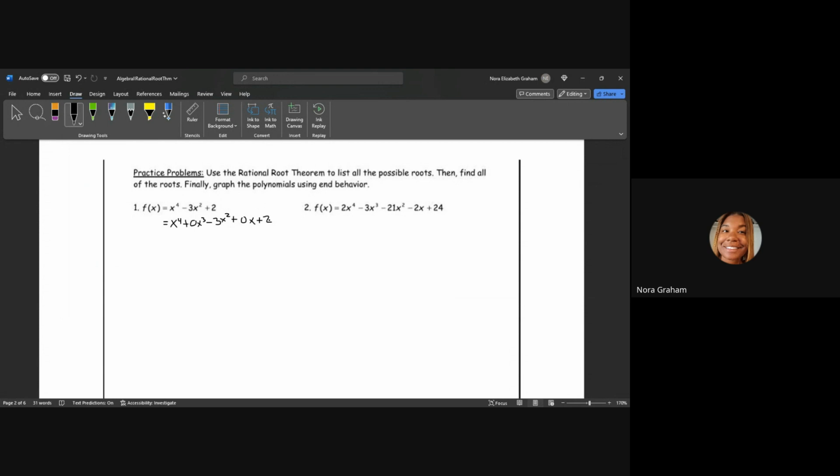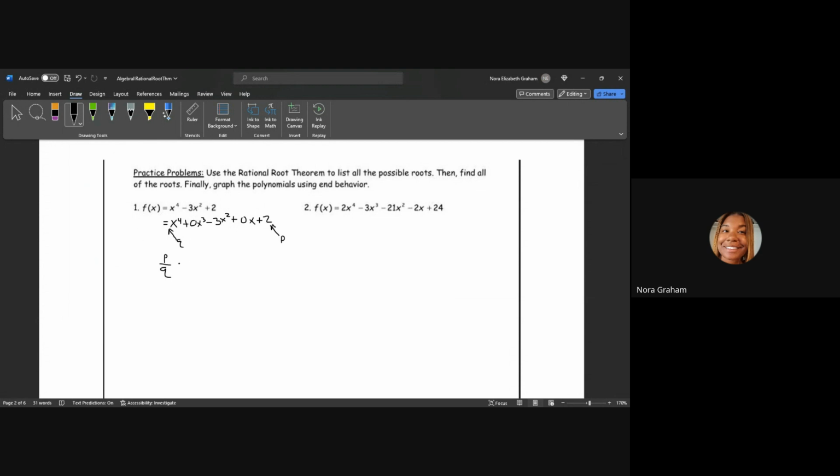So after I do that, now I want to list my p's and my q's. Those are all my possible roots that can happen with this polynomial. So when I talk about p and q's, my constant is going to be my p. And then my first coefficient of my highest degree is going to be my q. Okay? That looks more like an A. Let me write it so it's more like a Q. And so I have p over q.